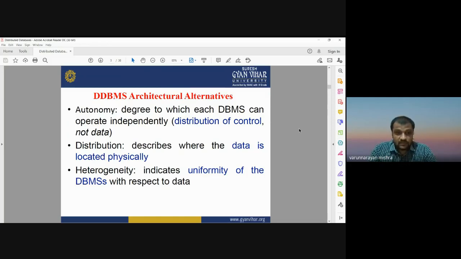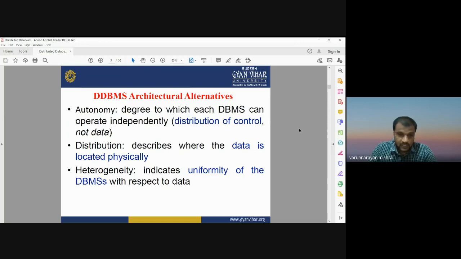And distribution describes where the data is located physically. The physical location, or the directory of the database where it is stored, will be described by the distribution. And heterogeneity indicates the uniformity of the database. Whether your data has a uniform type of data structure or a non-uniform type of data structure, that is heterogeneity.